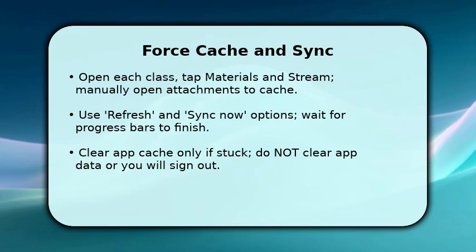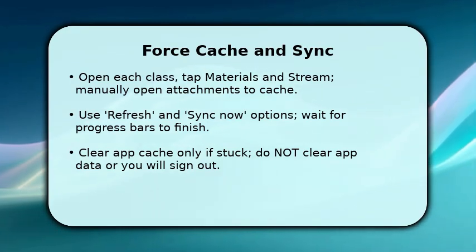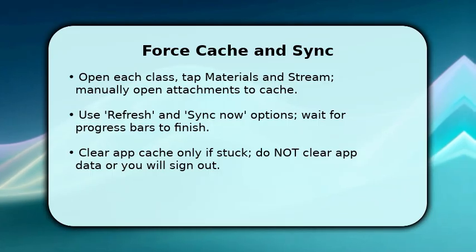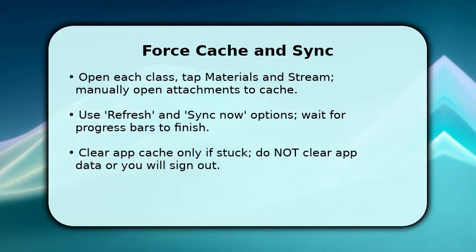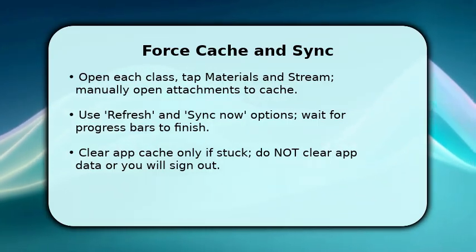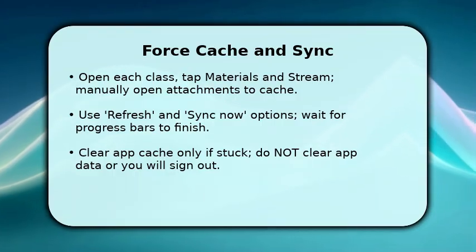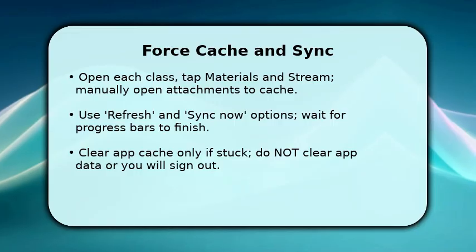Once the toggle is on, you need to force caching. Open each class and scroll through Stream and Classwork, tapping attachments and docs so Classroom saves them locally. Next, use the app's Refresh and Sync Now commands and monitor the progress bars until they complete.